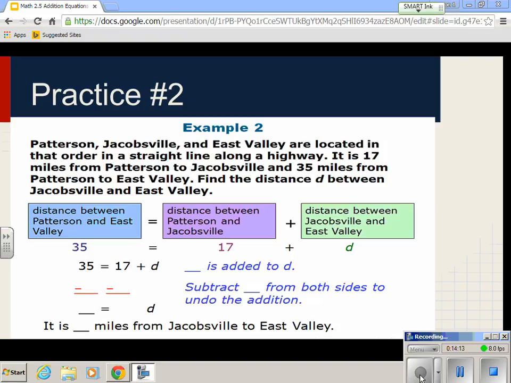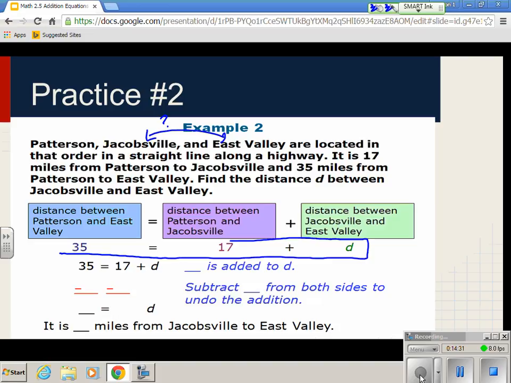All right, moving on. So we have to find d for the distance between Jacobsville and East Valley. So really we're trying to find what's the distance between here and here. So the way I set it up is 35 equals, because this is the total distance, 17 plus d. The first leg is 17 miles, but what's the second leg? We don't know. So we're going to have to, again, use inverse operation.